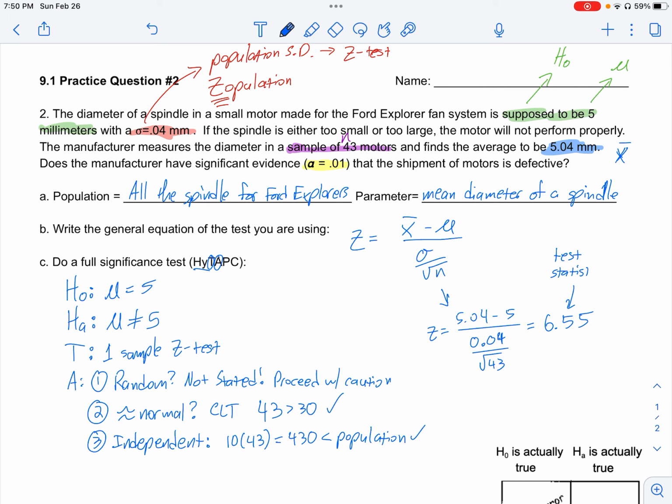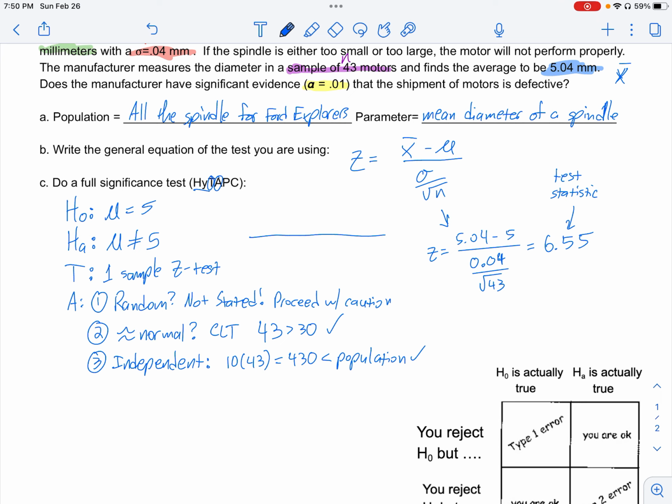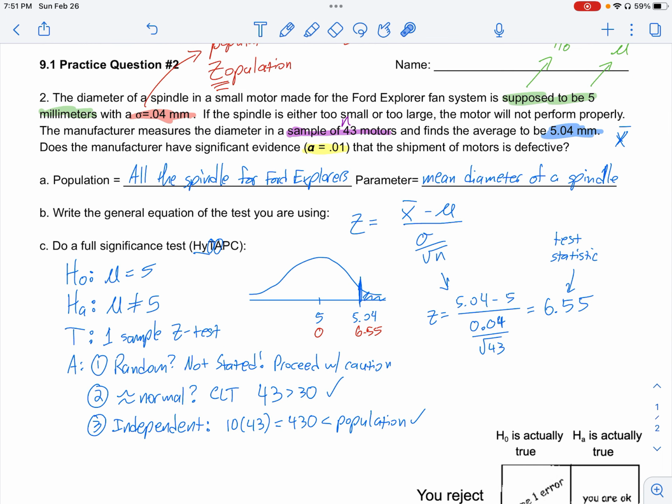Okay, so maybe a slightly new term for you. This is the number of z-scores. This is crazy. What this means, you guys, is that if 5 is the truth, the probability of getting the sample over here at 5.04, or greater, the z-score of that would be 6.55. Remember, the z-score in the middle is 0. This would be 6.55.